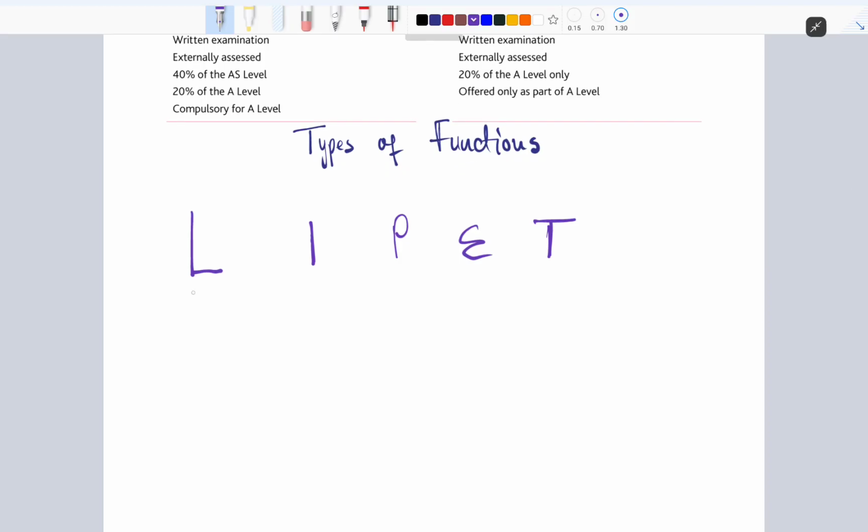So what are the types of functions in LIPET? What is L? L is logarithmic functions. And what is the logarithmic function that you are going to need to know for AS? Remember, we did not say this is the whole of differentiation. No, but we said this is the whole thing that we have to know for Cambridge AS and A2 mathematics.